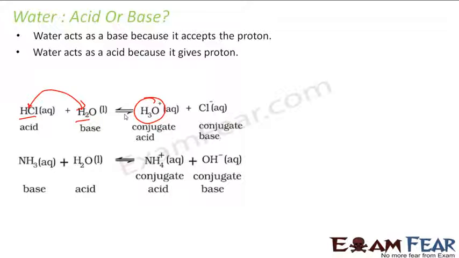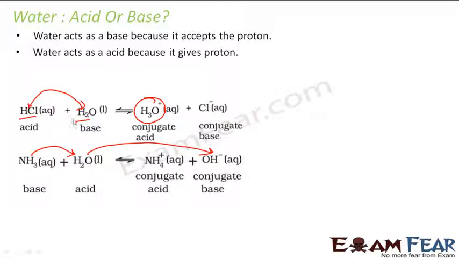Water acts as an acid also because it gives a proton. For example, if you react water with ammonia, NH3 becomes NH4 plus. That means water has given one proton to NH3 and becomes OH minus. So water is both acid and base.